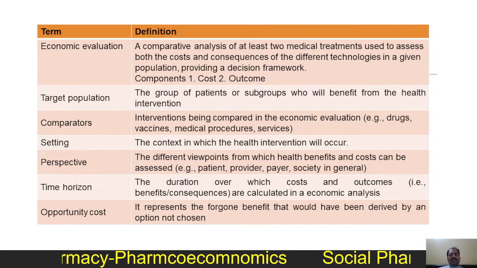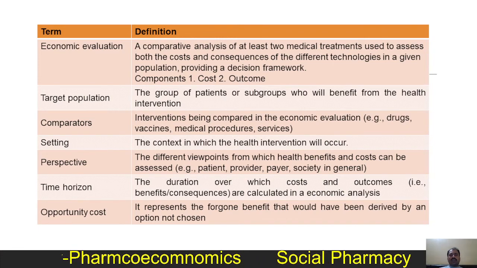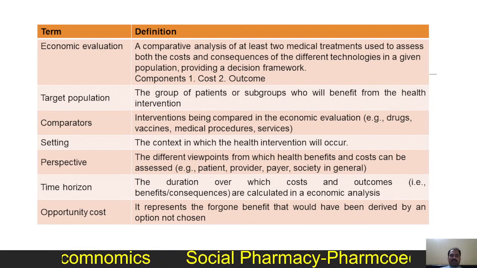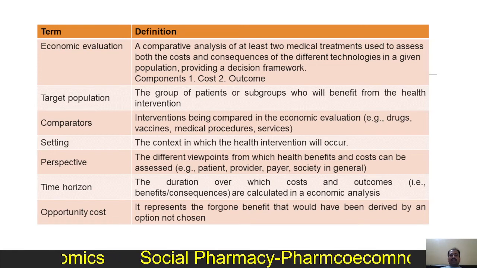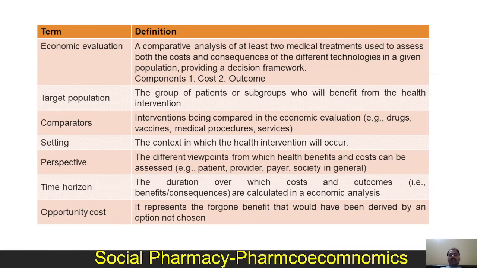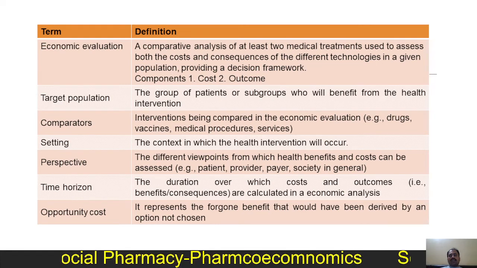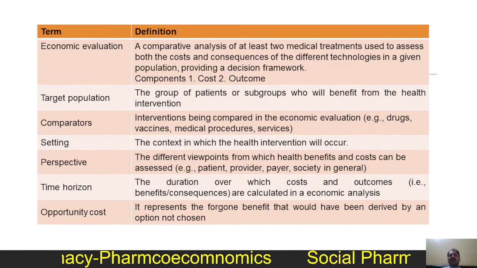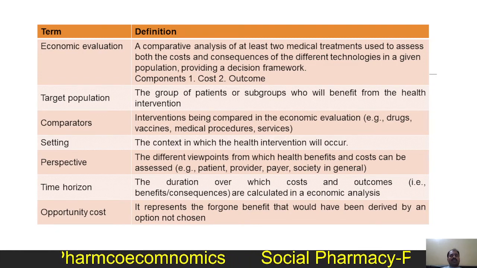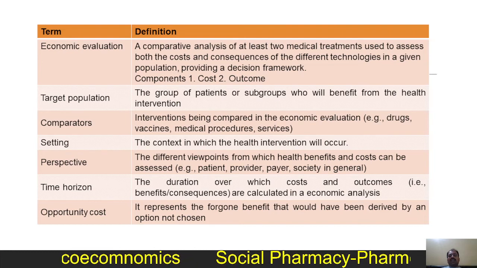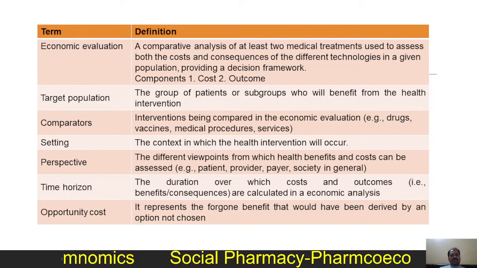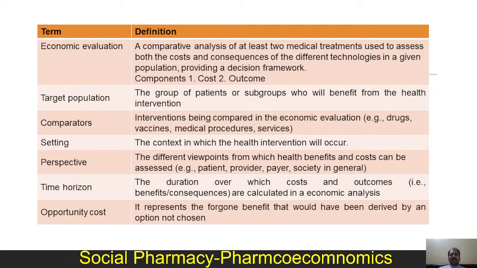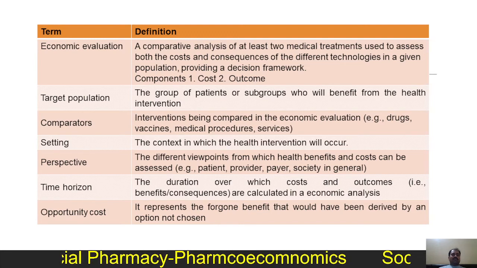Second definition is target population. Here a group of patients or subgroup who will benefit from the health intervention or treatment is called the target population. The interventions being compared in the economic evaluation, for example drugs, vaccines, medical procedures, services, etc., are called comparators. The context in which the health intervention is occurring is called the setting of the health intervention.